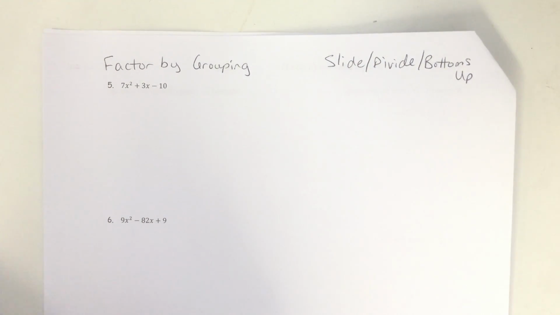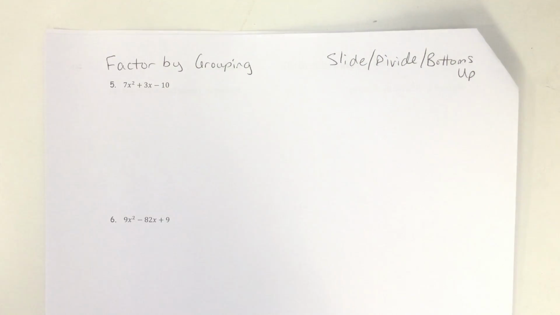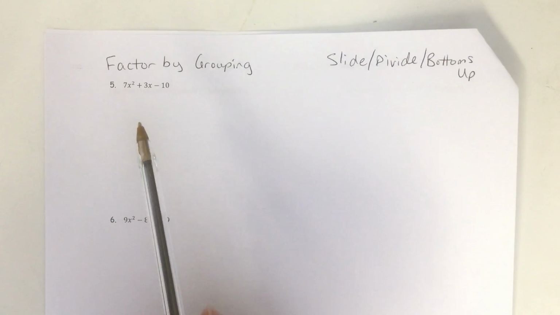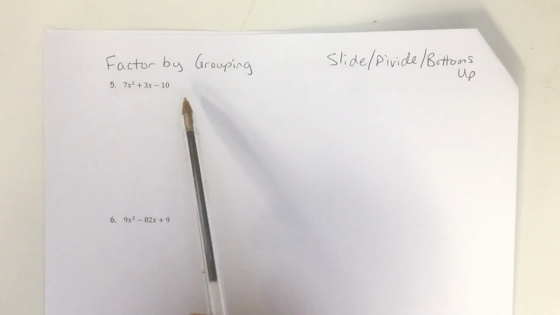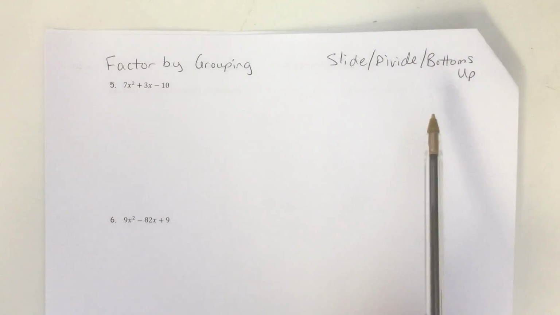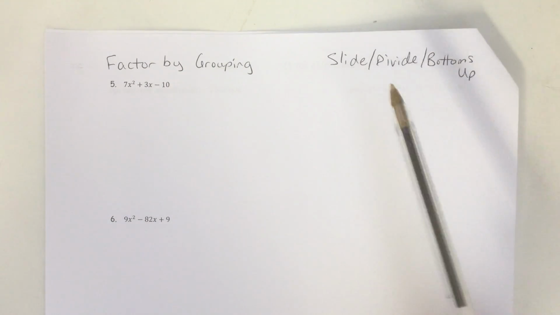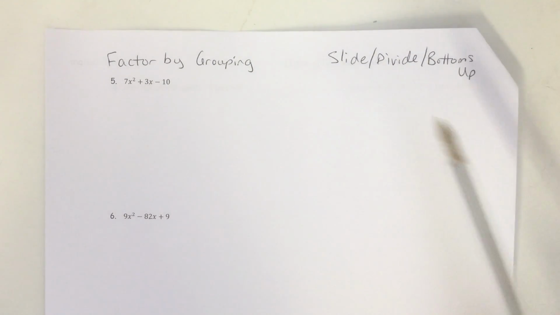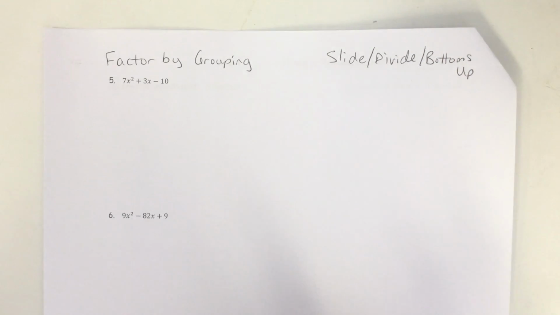Alrighty, in this video, I'm going to show you some more examples of how to factor a trinomial like this by grouping and by using the method that we call slide, divide, bottoms up. After you see both methods, you can choose which one you like and just use one method, but we want to show you both of them.